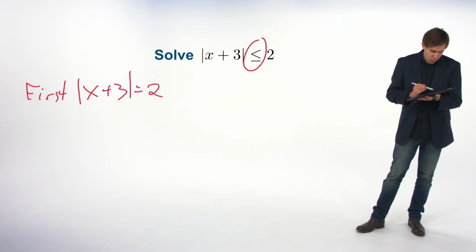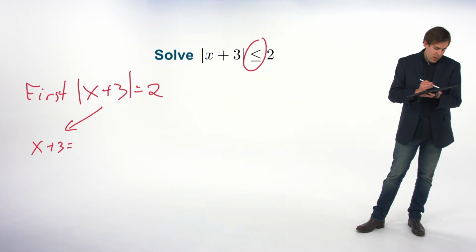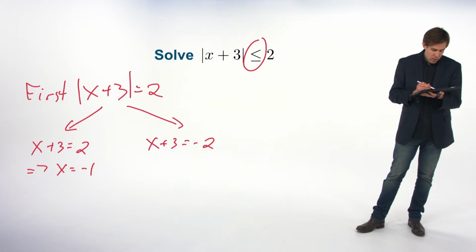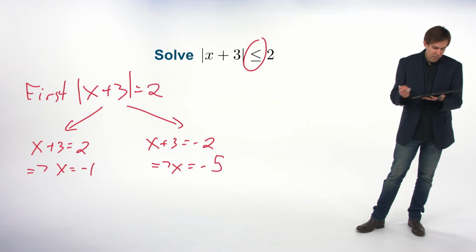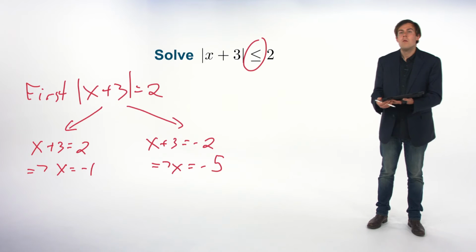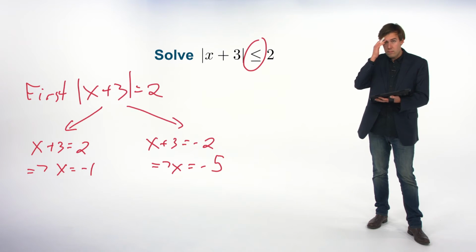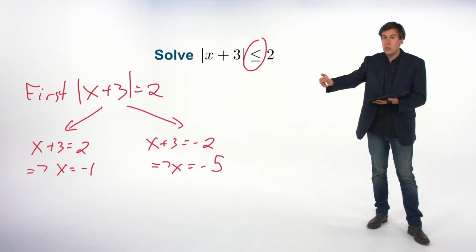So how do we do this? Well, I know that I split into two cases. x plus 3 can be equal to 2, and x plus 3 can be equal to negative 2. So the first one tells me x is negative 1, and the second one tells me x is equal to negative 5. So I've solved my equality. I've solved the corresponding equation.